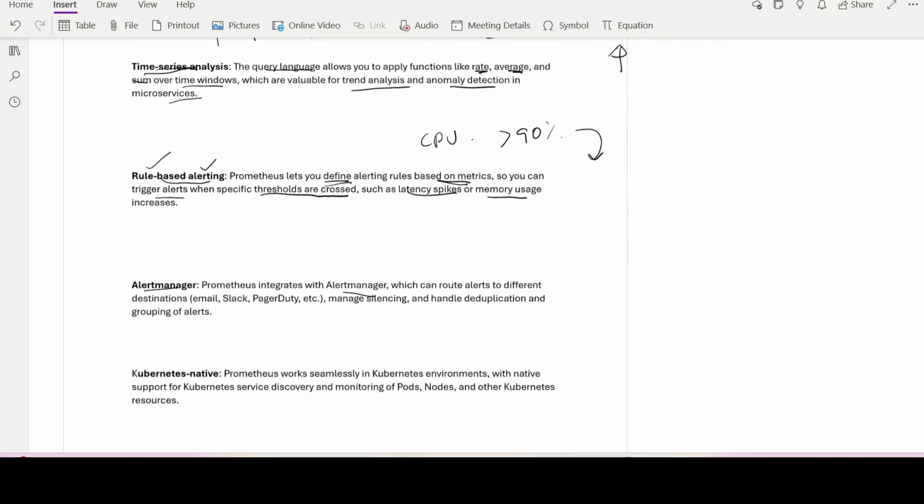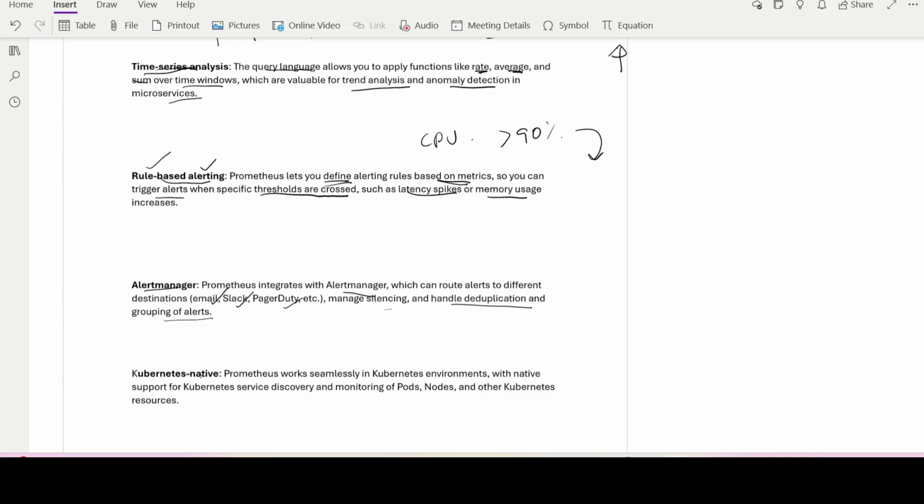Now, apart from that, it has an alert manager. So integration with alert manager, which can route alerts to different destinations, like it can send an email, a Slack message, or a message to PagerDuty. It handles deduplication and grouping of alerts. So alert manager, which is the feature provided in Prometheus, provides all these features. It should not send a duplicate alert. It should send it again if required. It can do a grouping of the alerts. It can send an email like that, right?